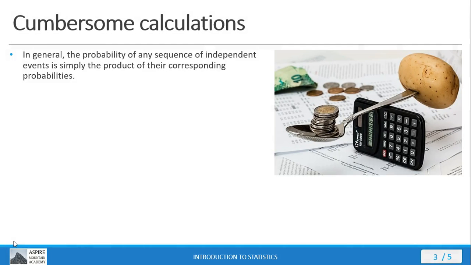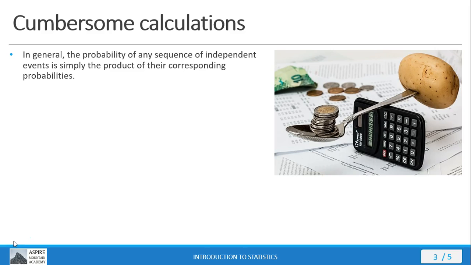As you can see, when you start multiplying these things together, you can imagine that in certain situations, the calculations can be quite cumbersome, especially when you've got dependent events, where we're having to subtract 1 from the part and the whole for each successive part of the calculation.